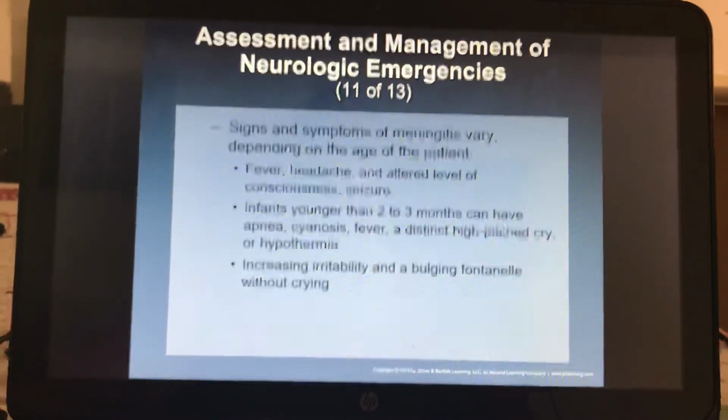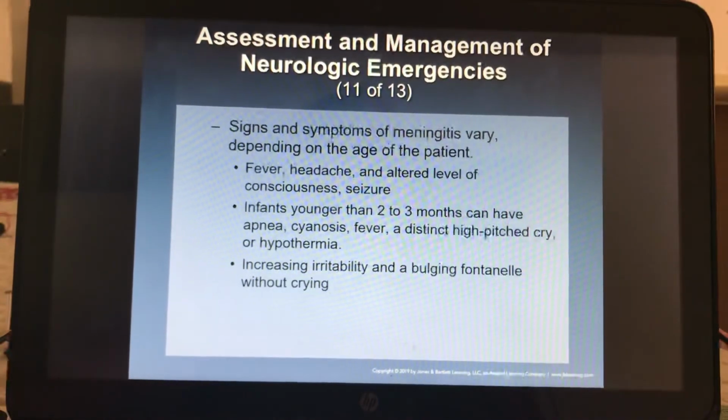Really for the infants though, if they do catch meningitis, the ones that can't communicate, they don't like being moved. And they might have bulging fontanelles. Remember, the meninges are irritated and inflamed. And remember the neck pain.